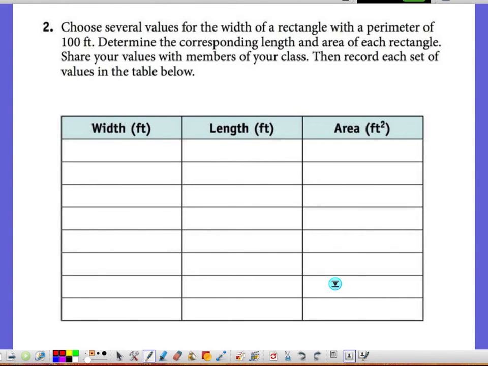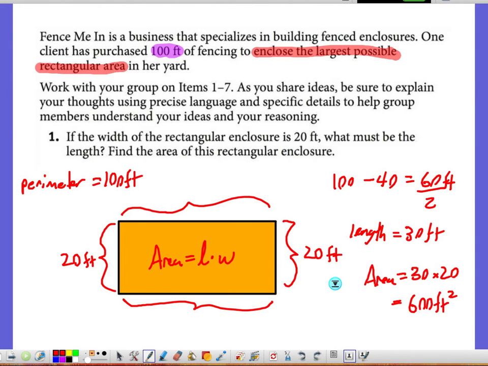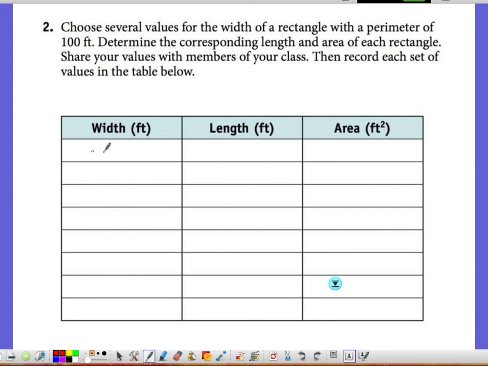Okay, number 2, choose several values for the width of a rectangle with a perimeter of 100 feet. Determine the corresponding length and area of each rectangle. Share your values with members of your class. Then record each set of the values in the table below. Well, we already found one. We chose that the width was 20, and we found that the length equaled 30, and the area was 600 feet squared.